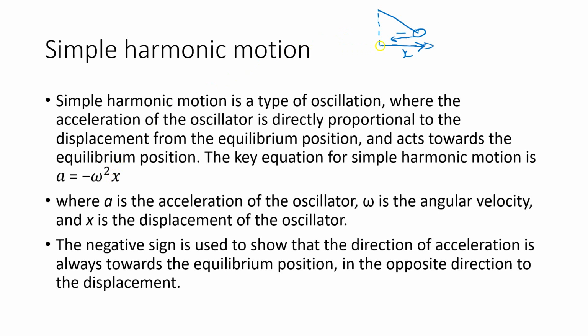So when you displace the object, you realize that once the object reaches its maximum displacement, the acceleration is going to be directed towards the center. So that's the rule of thumb when we're dealing with simple harmonic motion. It says here that the negative sign is used to show the direction of the acceleration is always towards the equilibrium position, in the opposite direction to the displacement. So just remember this equation that says the acceleration is equal to negative omega squared times x.